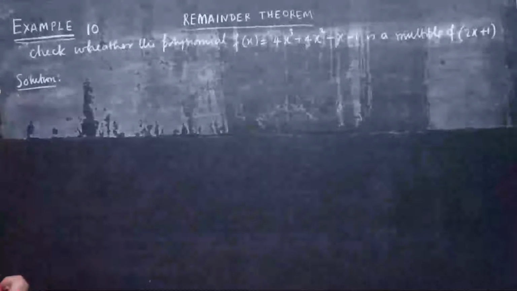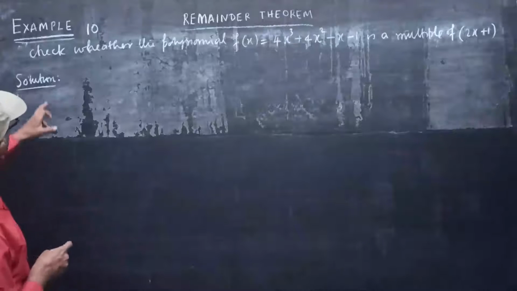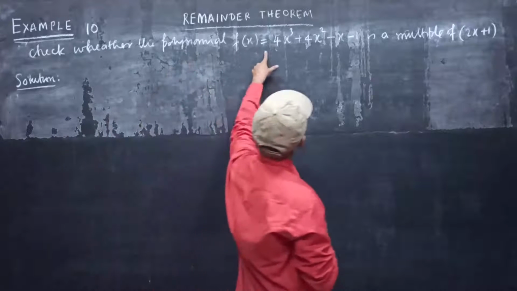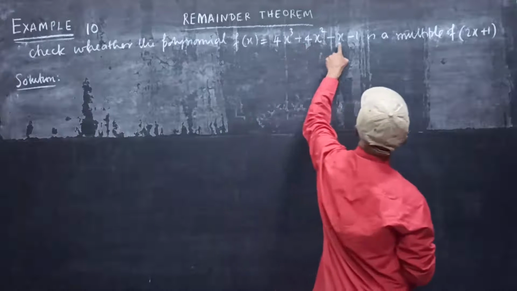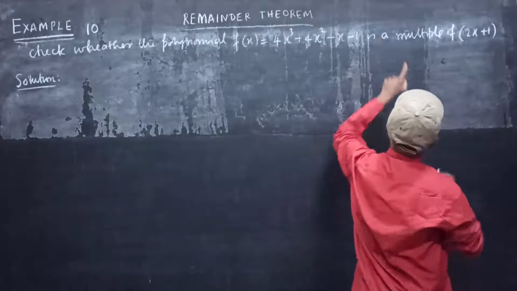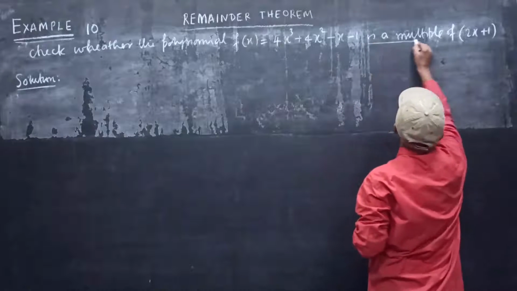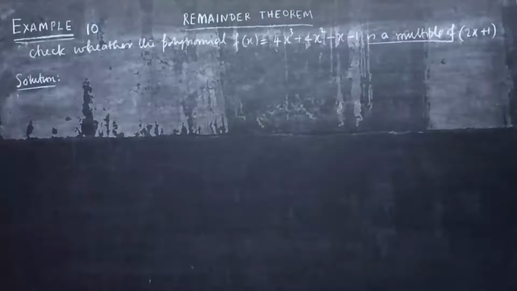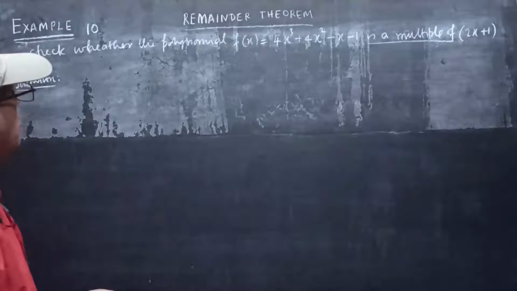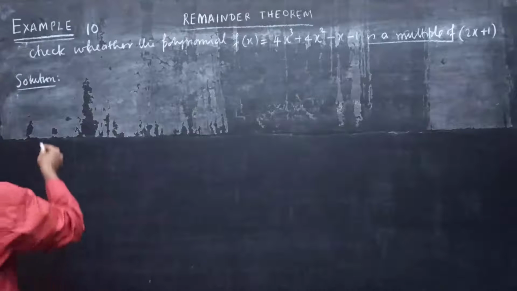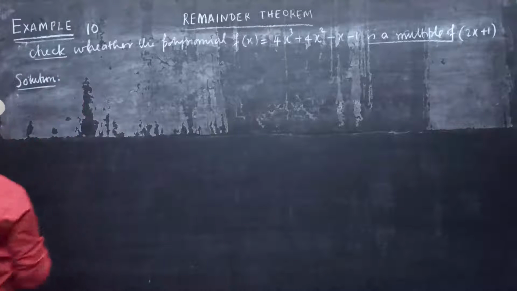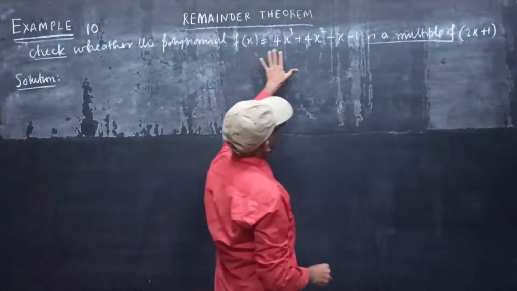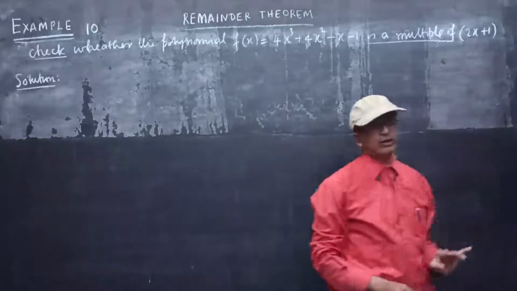We shall solve example number 10. Check whether the polynomial f(x) = 4x³ + 4x² − x − 1 is a multiple of 2x + 1. This problem is related to checking whether the polynomial is a multiple of 2x + 1.